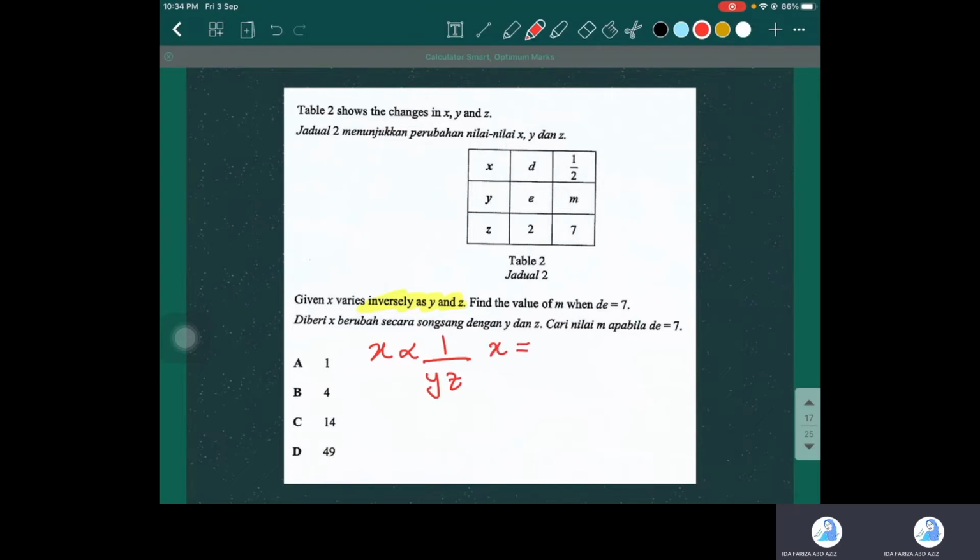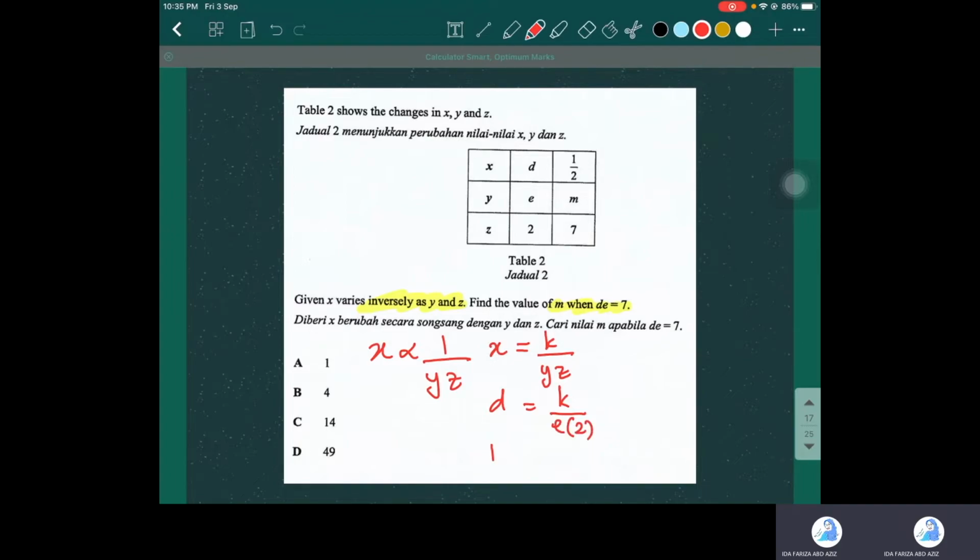Alright, and then find the value of M when DE equals 7. Okay. So sekarang D ni X, E ni Y. Okay. So teacher masukkan dulu. Jadi kita masukkan dulu. X equals D. K tak tahu, tak apa. Y tu E. Z tu 2. Okay. So your K over 2.